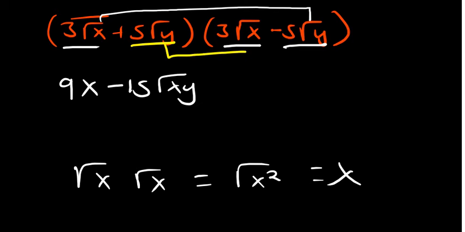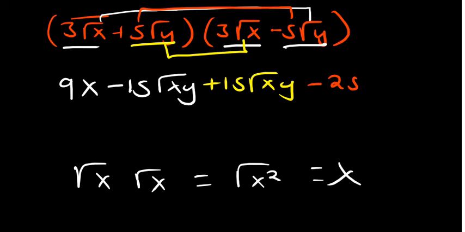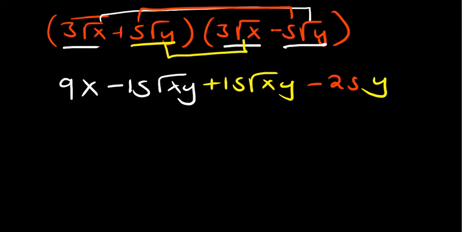Then we'll move to the other part. 5 times this is going to be what? 15, then root of xy. Then 5 by 5 at the ends is going to be a minus 25. Then root of y by the root of y is just going to be a y. So basically we are going to notice that whenever you multiply a surd by its conjugate, the middle part basically turns out to be a 0. So you just have 9x minus 25y.